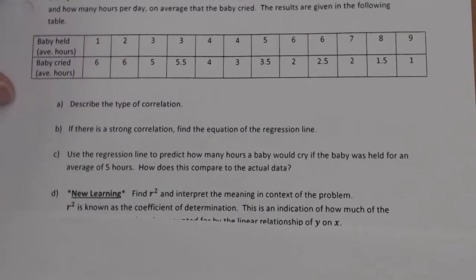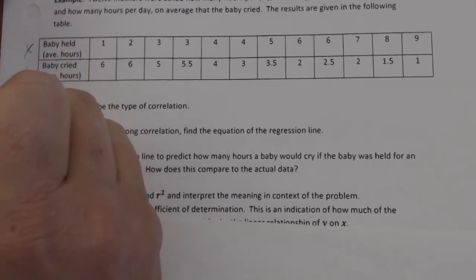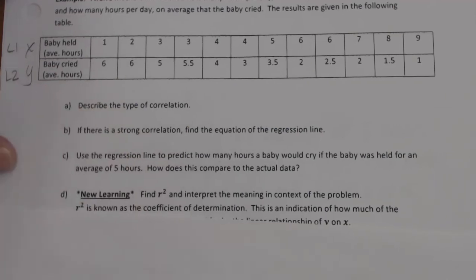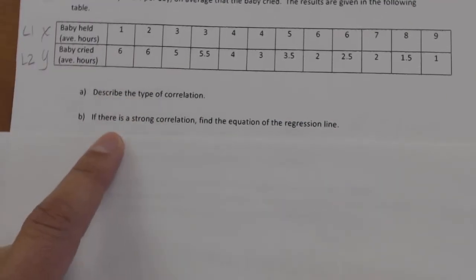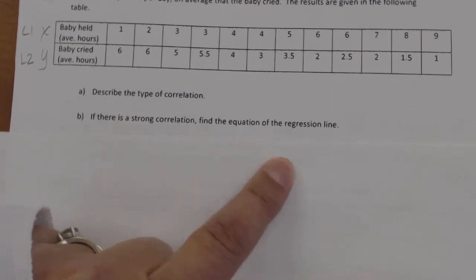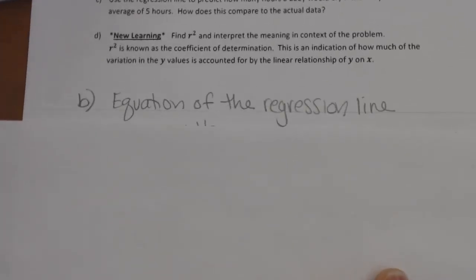Part B, this is the same paper. This was our X and our Y, L1, L2. I just needed a new piece because I write really big. So we are on part B. If there is a strong correlation, find the equation of the regression line. So you need to do this in your calculator, equation of the regression line.